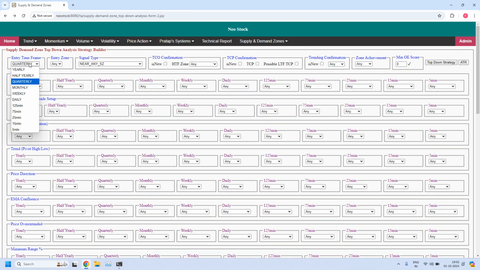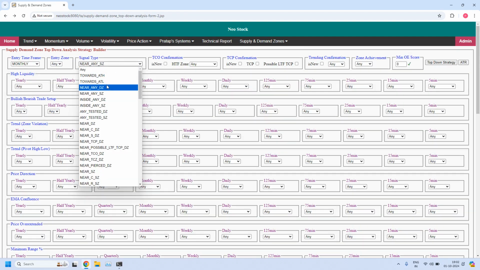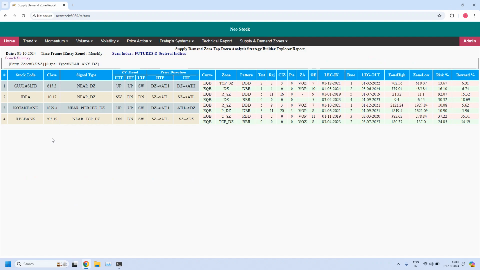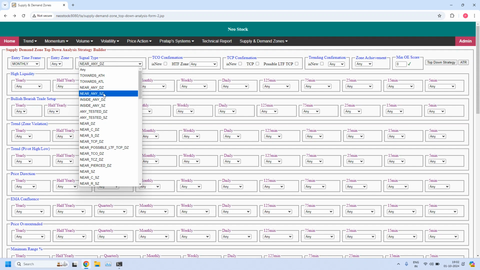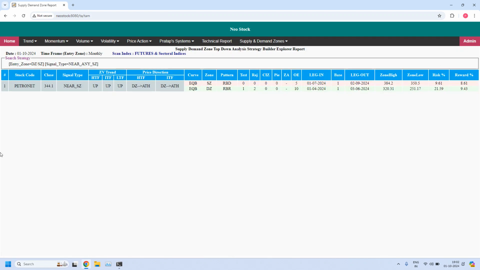Next time frame is monthly. Let us find the stocks near monthly demand zone. Four stocks are filtered. Next, for monthly time frame, let us find the stocks near monthly supply zone. One stock is filtered near to the monthly supply zone.